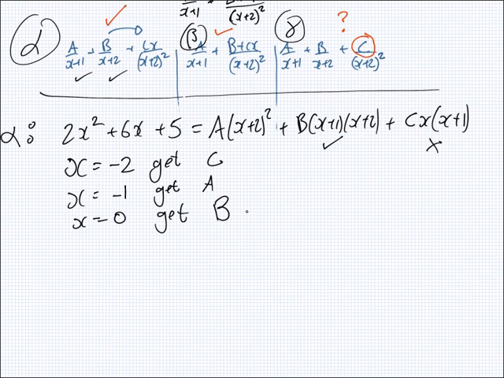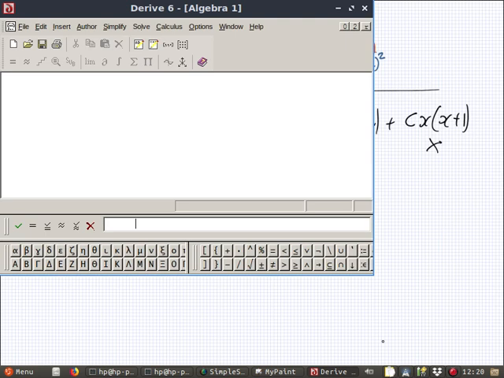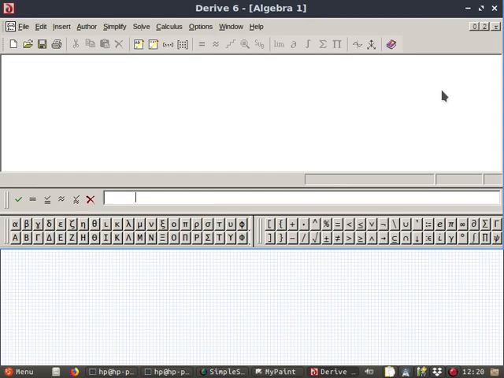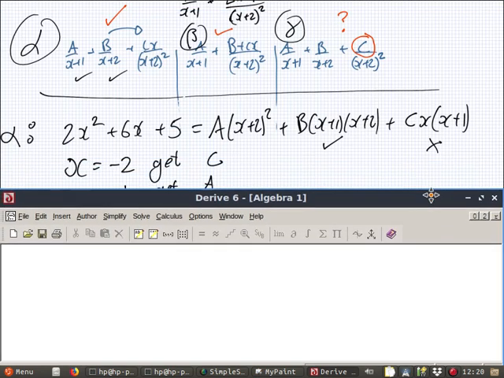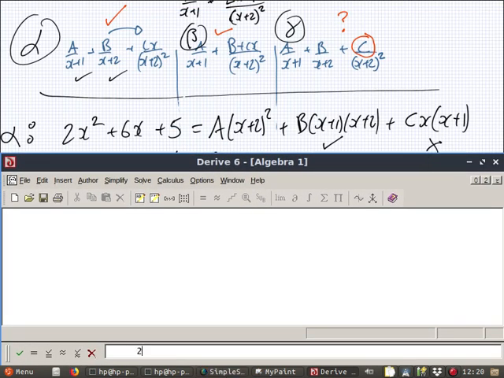Yeah. So let me see. Let's see if I can try and have both on the screen here. Right, so let me just write this out. 2x squared plus 6x plus 5 equals A times x plus 2 squared, plus B times x plus 1 times x plus 2, plus C x times x plus 1.